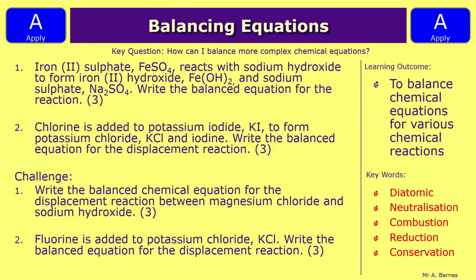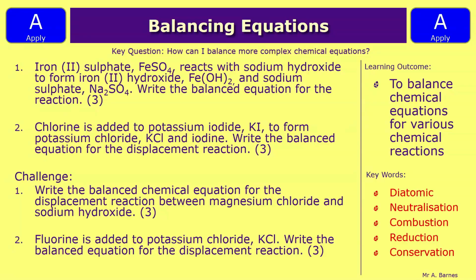Okay, time for you guys to have a go then. So we have 4 questions here, 2 which are normal difficulty and 2 which are challenging. And both of those have got one question which is to do with displacement reactions and one to do with halogen displacement reactions. So question 1 says iron sulphate FeSO4 reacts with sodium hydroxide to form iron hydroxide Fe(OH)2 and sodium sulphate Na2SO4. Question 2 is chlorine is added to potassium iodide KI to form potassium chloride KCl and iodine. So for both of those, write the balanced equation for the displacement reactions.